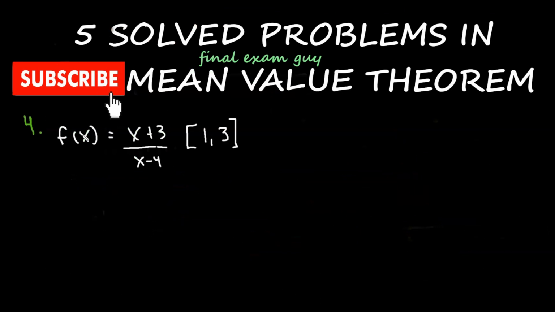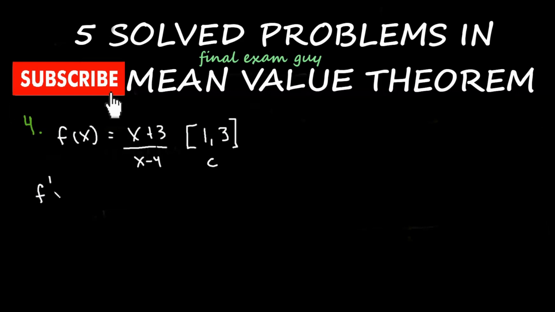Alright guys, this function here is x plus 3 over x minus 4 on the interval from 1 to 3. If we plug in any of these values from 1 to 3 into this function, we'll get back something nice. If this was a 4, for example, and I plug in 4, then we would have something over 0, and the mean value theorem would fail. So there must exist some c in there such that f prime of c is equal to f of b minus f of a over b minus a.